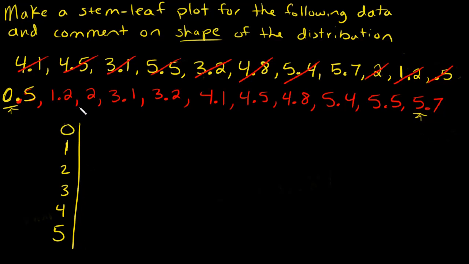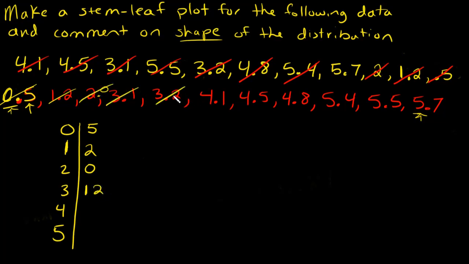Then for the leaf, we're going to fill it in. Starting with this 0.5, that's going to go on the other side of the 0. So that one goes away. Then we have 1.2, so 1. View this as like a point basically. So 1.2. Cross that out. Now 2, what's on the left of a decimal? Well, 2 is 2.0. Then 3.1.